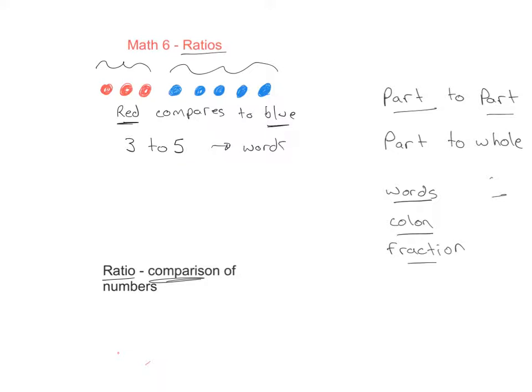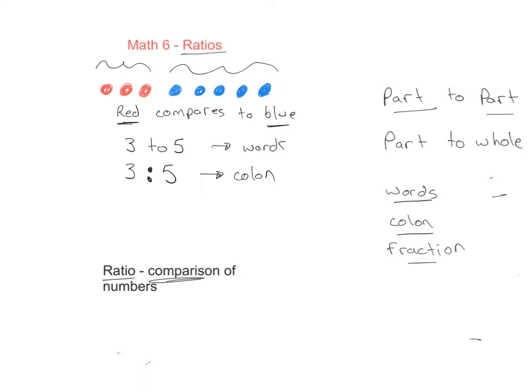I'm comparing the red to the blue. Now, another way I could write this is I could compare the red to the blue, but I could compare it as 3, and then I could use this colon. Colon means to. Okay, so there's 3 red to 5 blue. So this would be how I would write it using a colon.